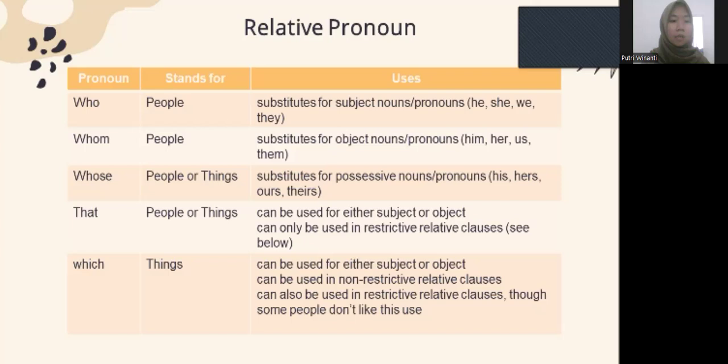And the third pronoun is whose. Whose stands for people or things. It substitutes for possessive nouns or pronouns like his, hers, ours, theirs. And the pronoun that stands for people or things. It can be used for either subject or object. It can only be used in restrictive relative clauses. And the last is which, which stands for things. It can be used for either subject or object. It can be used in non-restrictive relative clauses. It can also be used in restrictive relative clauses, though some people don't like this use.